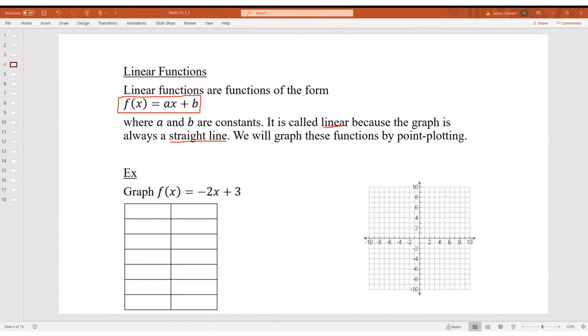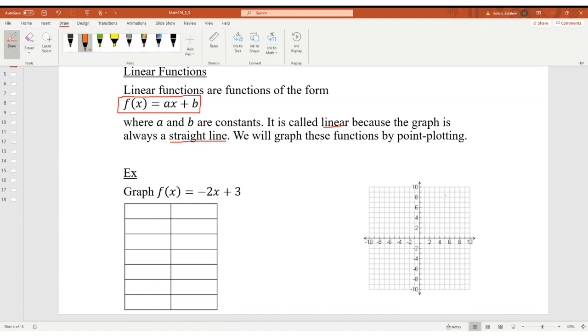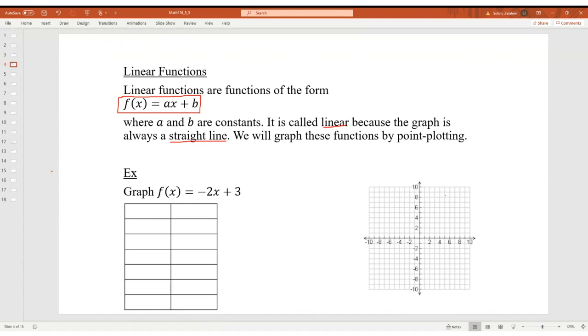So if you see this function, this is a linear function because I have -2x plus 3, which means a is -2. Now to graph functions like this, we pick x values. For now, I'll show you 5 x values, but we don't need 5 values for a linear function. We need only 2 values. So we have x and y. Let's choose these points: -2, -1, 0, 1, and 2. That's more than enough.